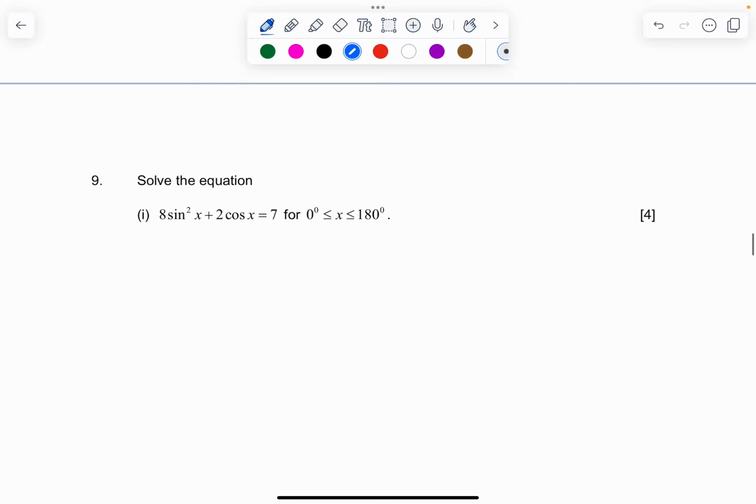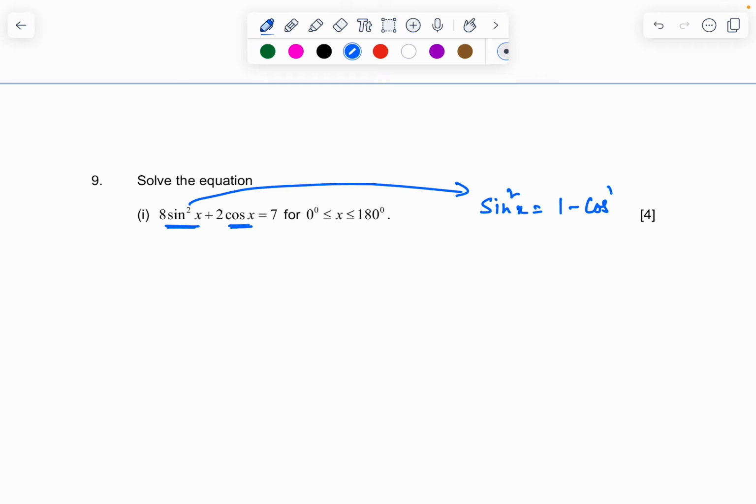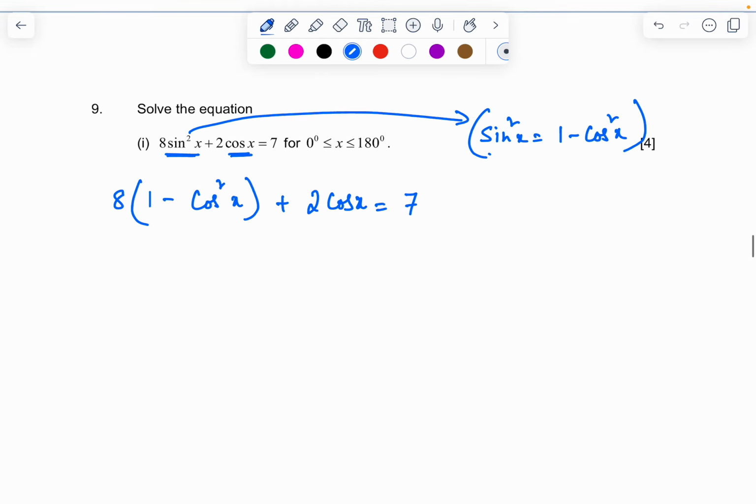Solve the equation 8 sine squared x plus 2 cos x equal to 7. You can see that this is sine squared x and this is cos x. So better we change this to sine squared x equal to 1 minus cos squared x. We use the identity and change it. So 8 times 1 minus cos squared x plus 2 cos x is equal to 7. So I simplify this: 8 minus 8 cos squared x plus 2 cos x minus 7 is equal to 0.